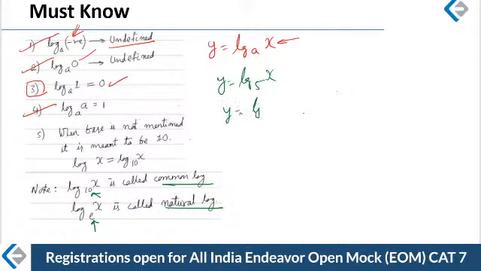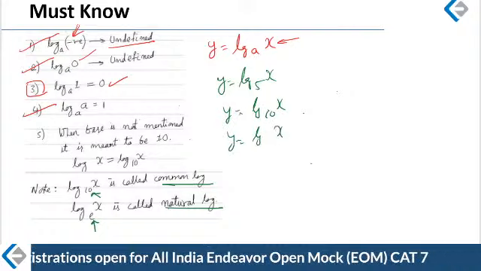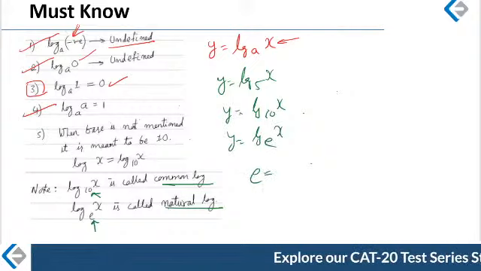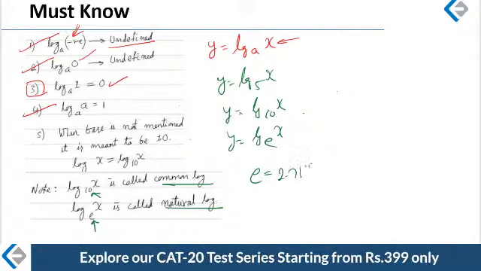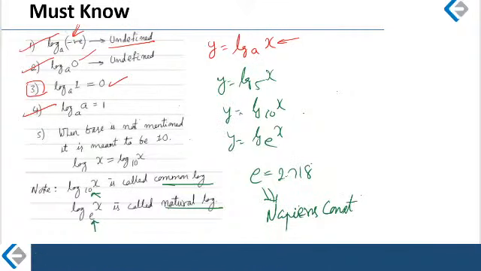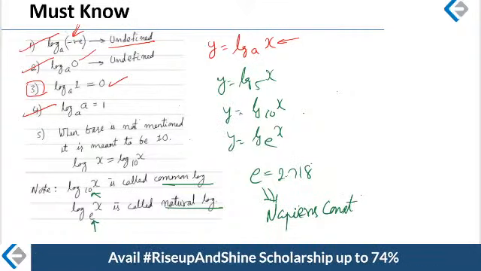Y is equal to log x to the base 10 has become a common log. Y is equal to log x to the base e has become a natural log. What is e here? E is nothing but 2.718, Napier's constant. This is Napier's base or Napier's constant, which is also an irrational number. E is an irrational number. I told you in one of my lectures.